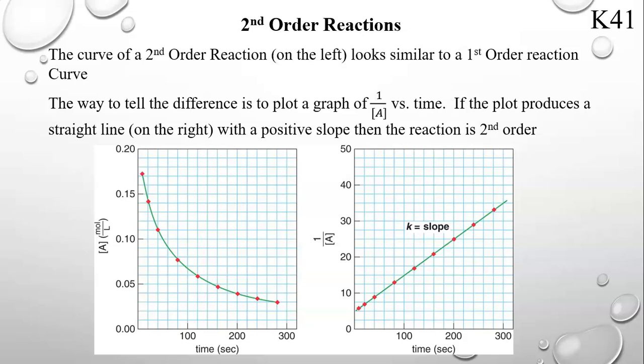If neither of those plots produced any kind of straight line, then it just means it's simply neither first order nor second order. That is a possibility.